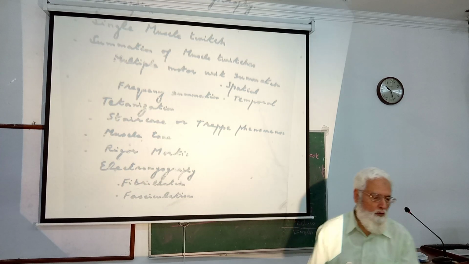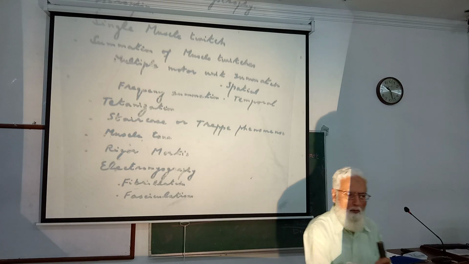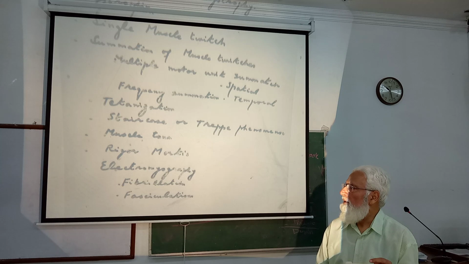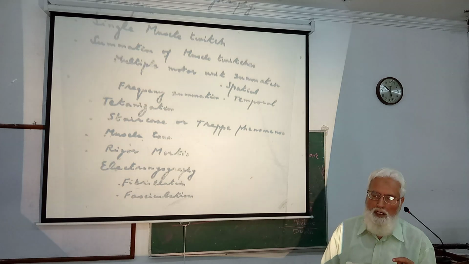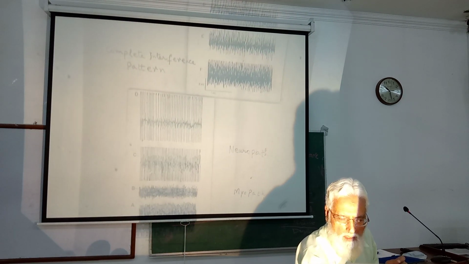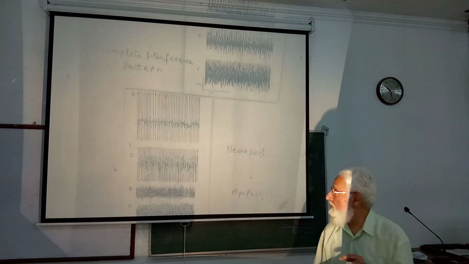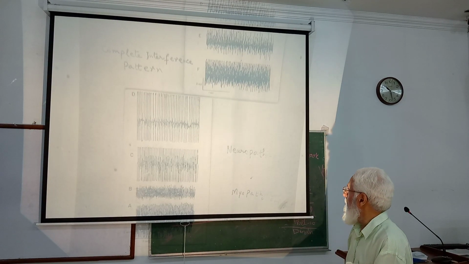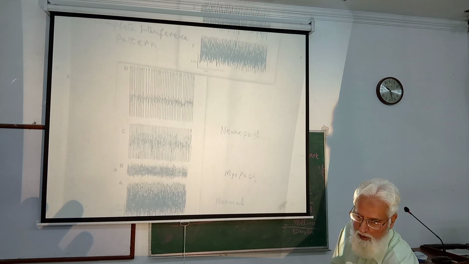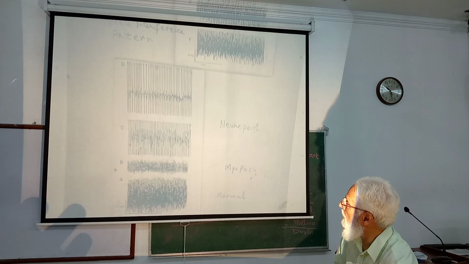Electromyography can differentiate between nerve disease and muscle disease. So with the help of EMG, we can differentiate between a nerve disease and a muscle disease in the electromyogram.